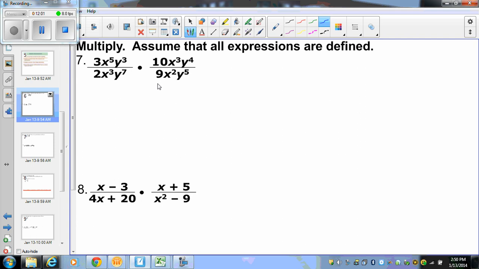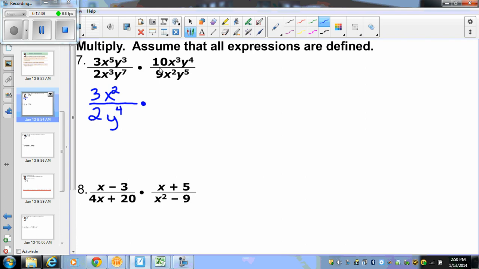So the first thing that I'm going to do is just focus on each expression at a time and try to simplify it before I ever worry about multiplying it by any of the other expressions. So with this first rational expression, I'm going to start with the numbers. 3 over 2 cannot be reduced, so I'm going to leave it as 3 over 2. And then I'm going to go to the x's. X to the 5th over x to the 3rd becomes x squared in the numerator. Y cubed over y to the 7th becomes y to the 4th in the numerator. So that is the simplified form of that first rational expression.